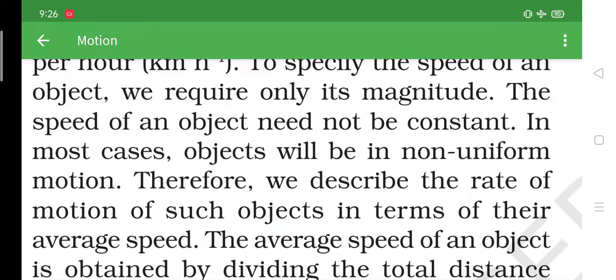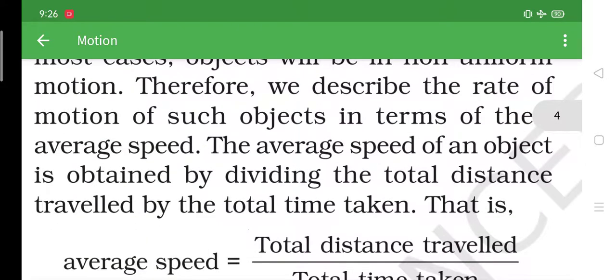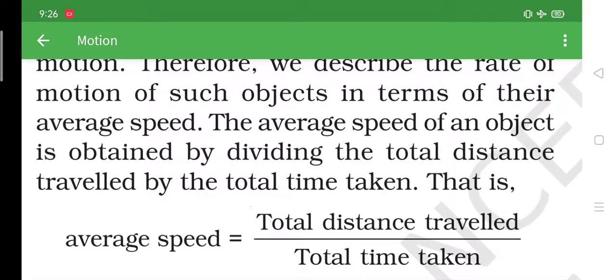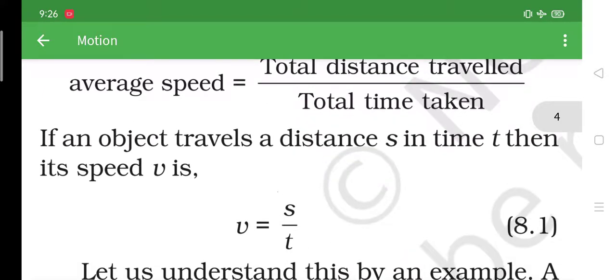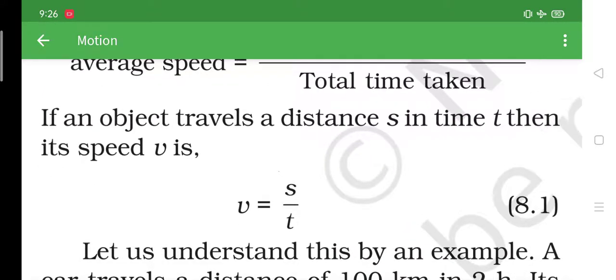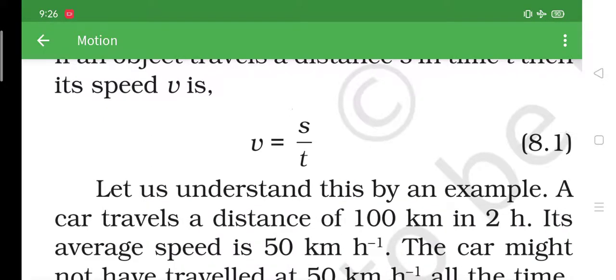Therefore we describe the rate of motion of such objects in terms of their average speed. The average speed of an object is found by dividing the total distance traveled by the total time taken. That is, average speed is equal to total distance by total time, okay, so underline this. This is your formula, that average speed is nothing but total distance by total time. And underline this also. If an object travels a distance s in time t, then speed v is equal to s by t, that is distance by time.